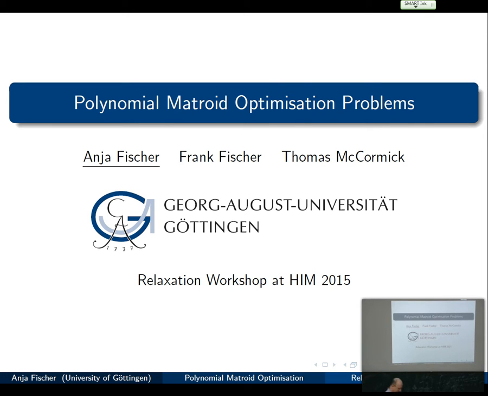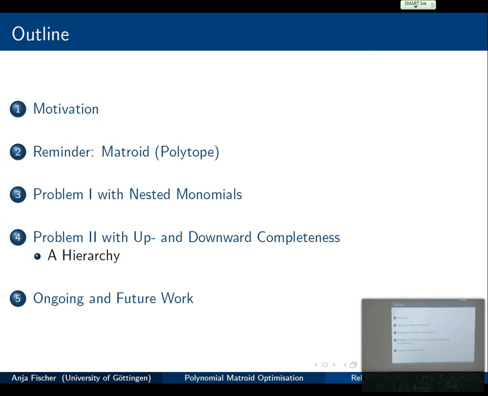Thank you. So today I want to tell you something about some polynomial Matroid optimization problems, and first the outline. I will start with some motivation. Why do we consider such problems? After this, a short reminder of Matroids and Matroid polytopes. I think you all know, but some short reminder.